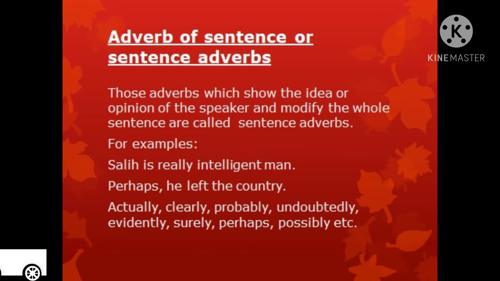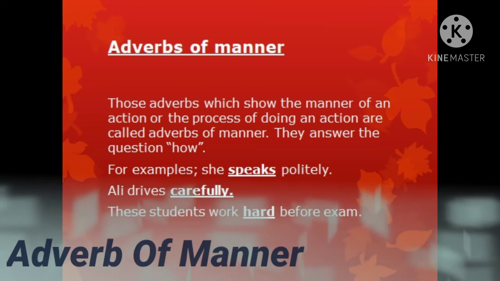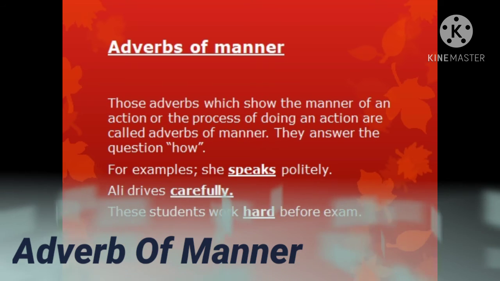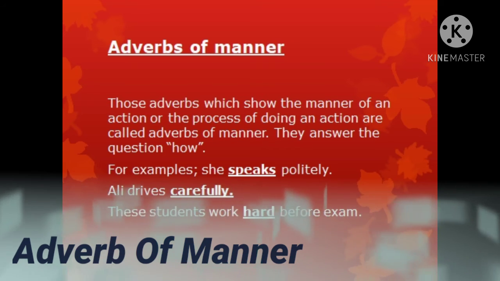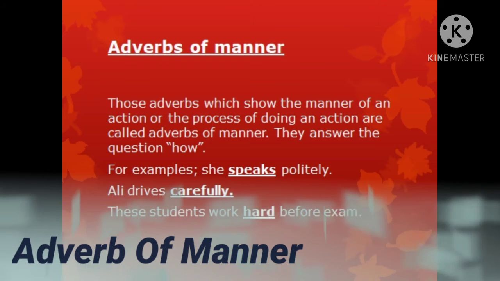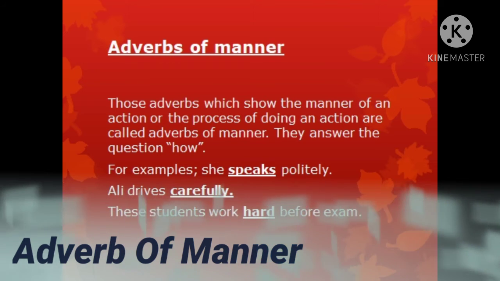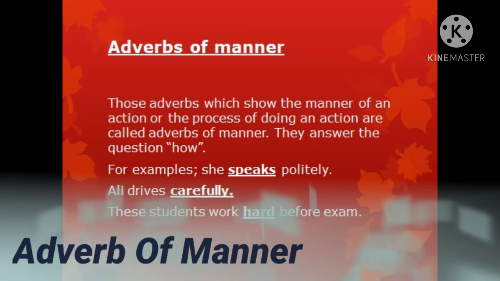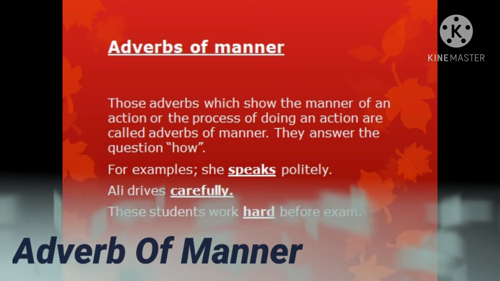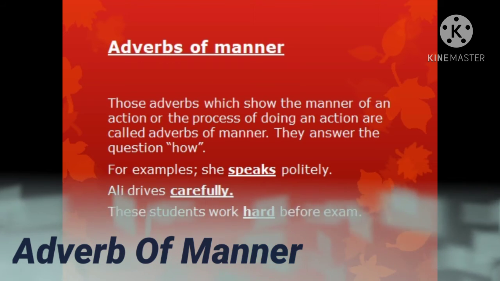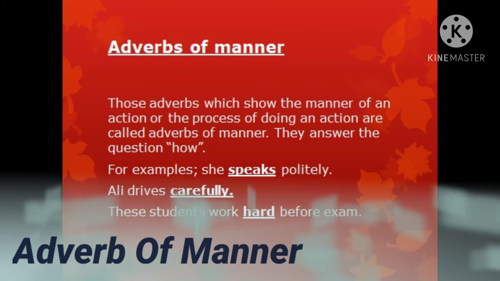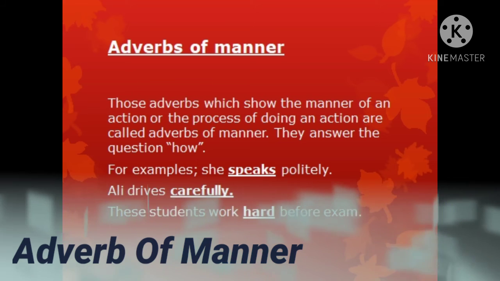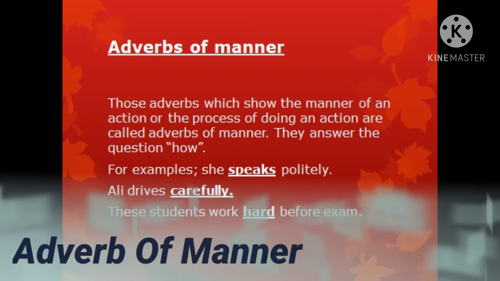Okay, what is adverb of manner? Those adverbs which show the manner of an action or the process of doing an action are called adverbs of manner. They answer the question how. For example, she speaks politely. How does she speak? Politely. Politely is an adverb which modifies speaks. Ali drives carefully. These students work hard before exams. So in the above examples, politely, carefully, hard are examples of adverbs of manner.